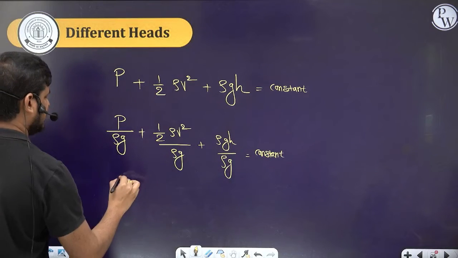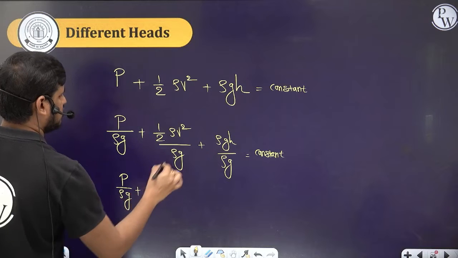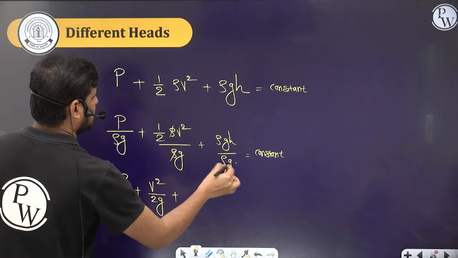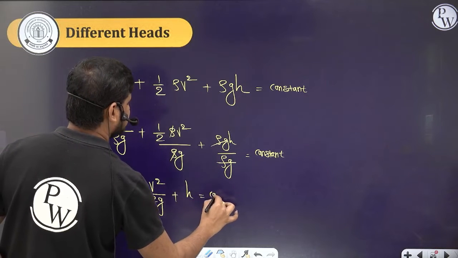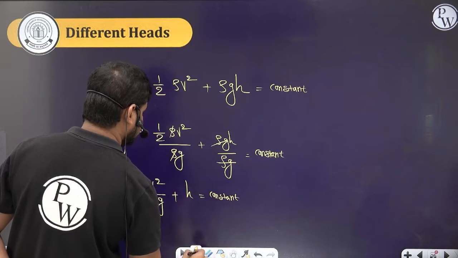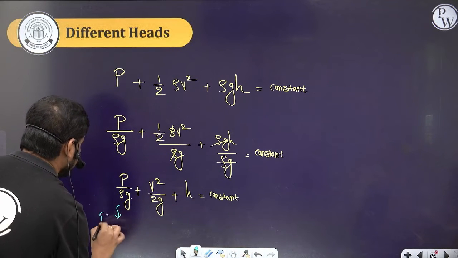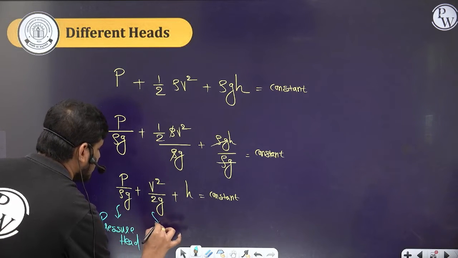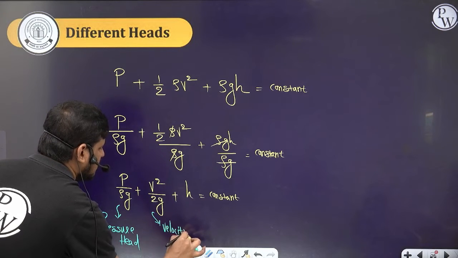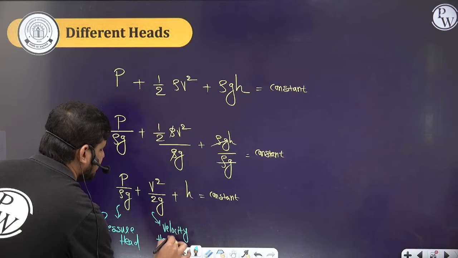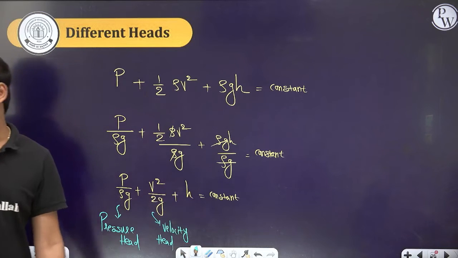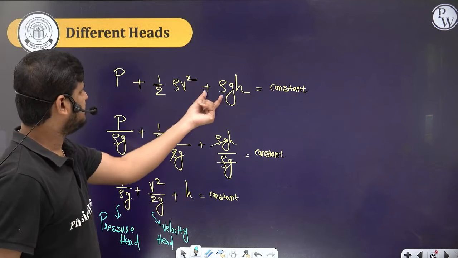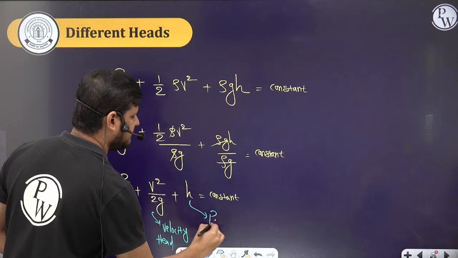So here, P by rho g plus rho cancel. So here V square by 2g plus, rho g cancel, h. So constant. This is called the pressure head. This is called the pressure head, and this is called the velocity head. And this is called the potential head. Okay, done, guys? Clear? This comes from potential energy, right? So you can call it the potential head.